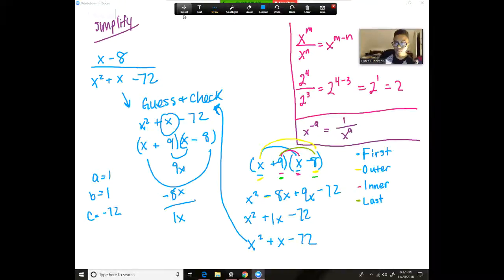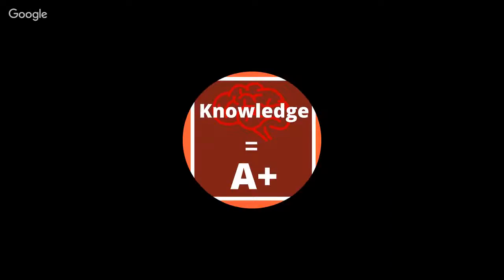All right, so let's go back. So it's x plus 9 times x minus 8. Remember that, and I said x plus 9. And we're just canceling out. We're seeing what's in the numerator and also in the denominator.